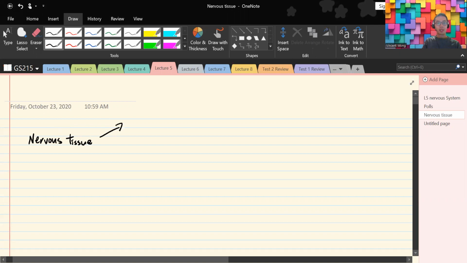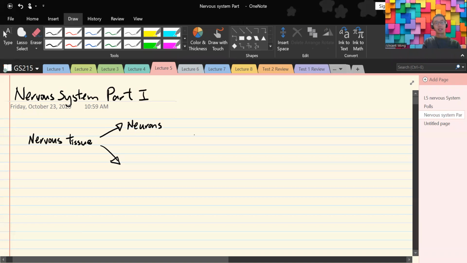which is separated into basically 2 categories. Okay, we have the neurons themselves. I should probably call this nervous system part 1. Okay, so there are the neurons themselves, and then there are the glial cells.